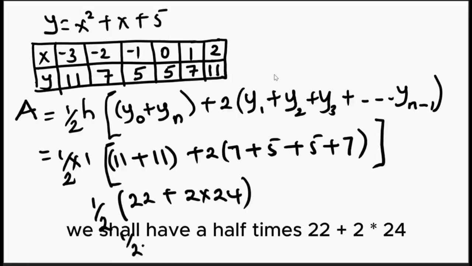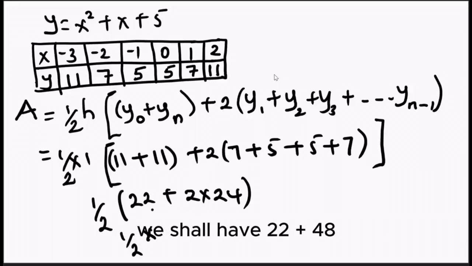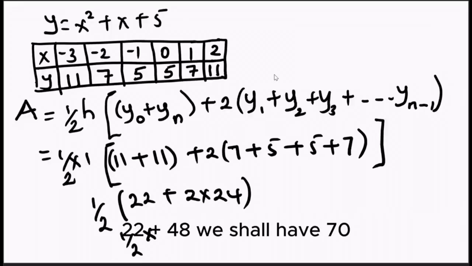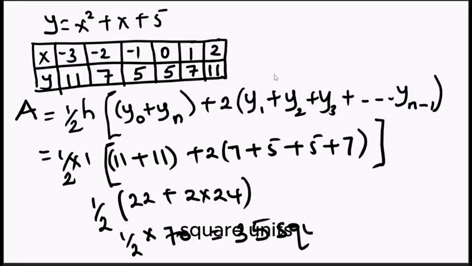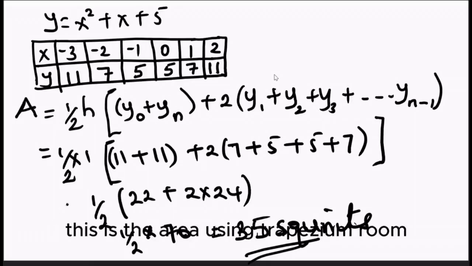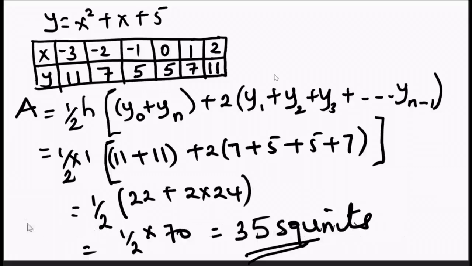We shall have half times 22 plus 2 times 24, we shall have 22 plus 48. 22 plus 48, we shall have 70. So when you multiply half by 70, our answer will be 35 square units. This is our answer. This is the area using trapezium rule.